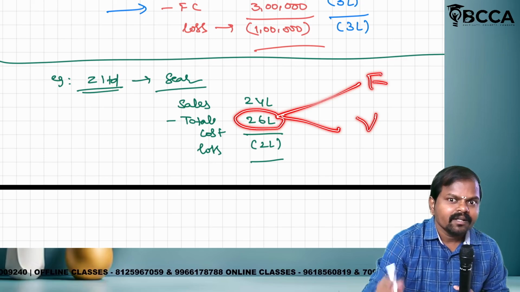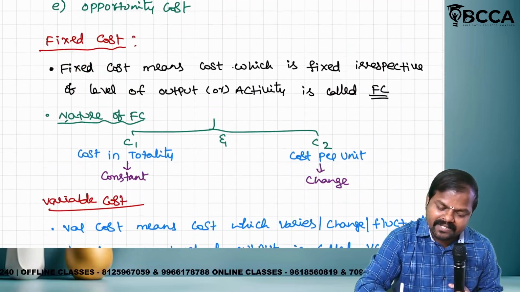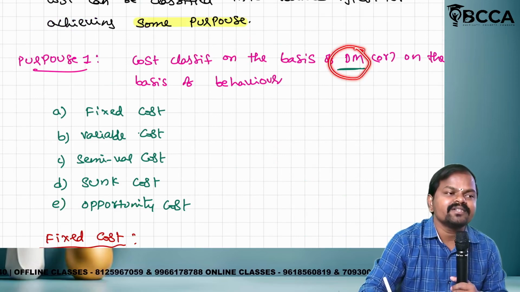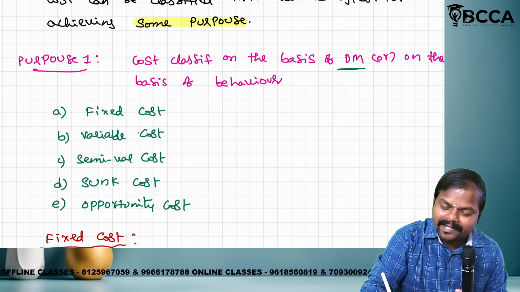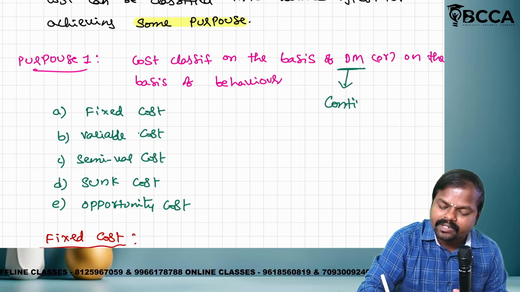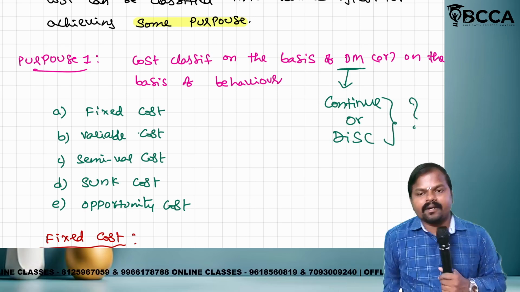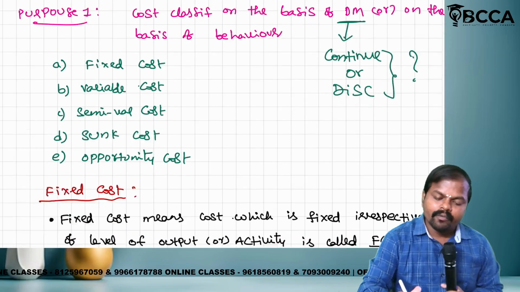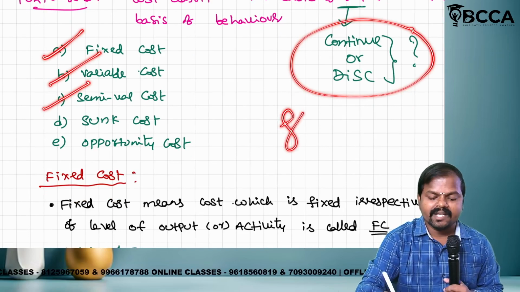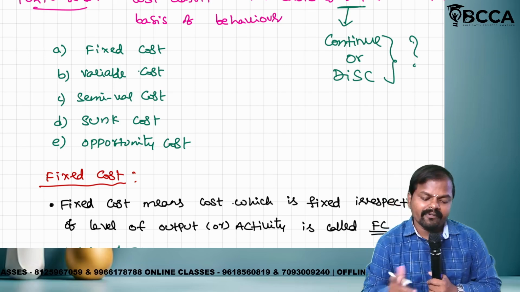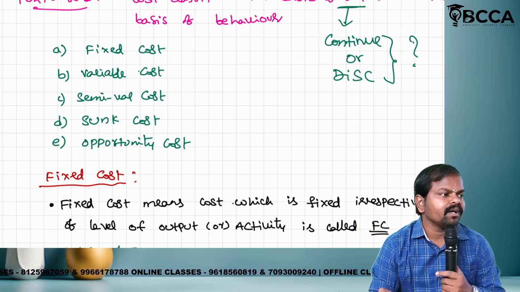That is the reason in starting itself I told, my dear, cost is classified for the purpose of what? Decision making. Which decision making? Whether to eat or not? Not like that. Whether to continue the business or discontinue the business. This is a conclusion. Till now we discussed fixed cost, variable cost, semi-variable cost, the segregation procedure. In tomorrow's class we will discuss sunk cost, opportunity cost, one more classification. Is it clear?